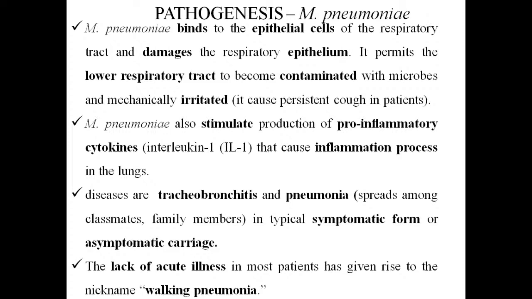Diseases caused by Mycoplasma pneumoniae include tracheobronchitis and pneumonia. Pneumonia mostly spreads among classmates or family members in a typical symptomatic form or asymptomatic carriage. It is most often in asymptomatic form. The lack of acute illness or the absence of clinical symptoms in most patients has given rise to the nickname walking pneumonia. Walking pneumonia is pneumonia caused by Mycoplasma pneumoniae that is characterized by absence of clinical manifestations.